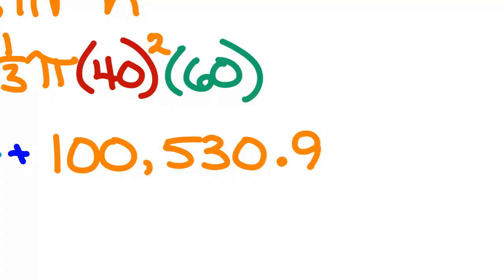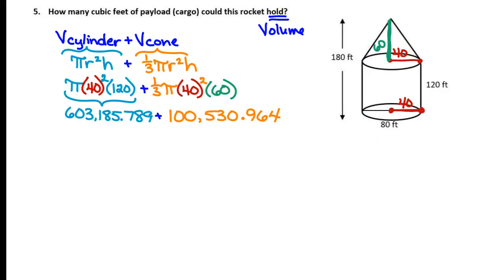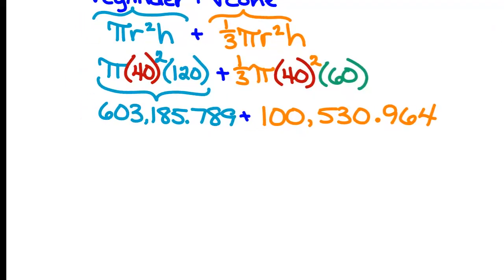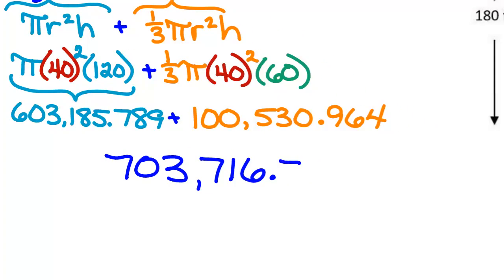100,530. Point. You said 964. 964. Then we have to add those two together. So we get 703,716.753 feet cubed.